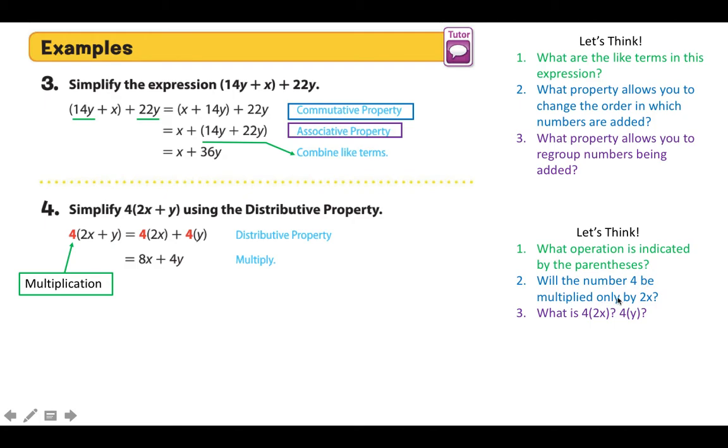Will the number 4 be multiplied by only 2x? Not at all. We're going to distribute to both terms. So, what is 4 times 2x? And what is 4 times y? It gives us the simplified expression 8x plus 4y. And again, remember, simplified expressions do not have parentheses, so we use the distributive property to get rid of those, and they do not have like terms. So if we look at this, 8x and 4y are not like terms because they have different variables, and this does not have 1x and this does not have 1y.